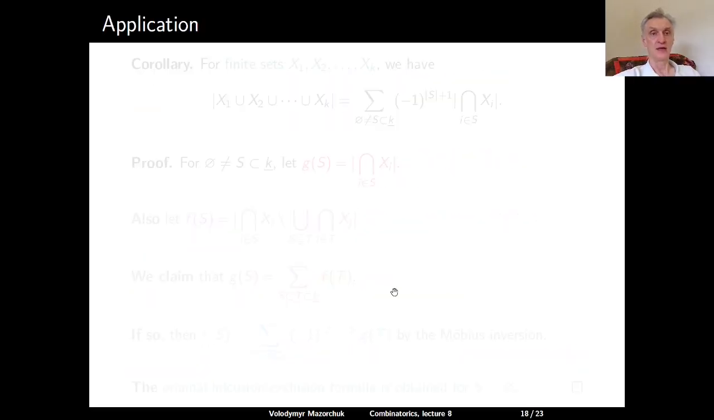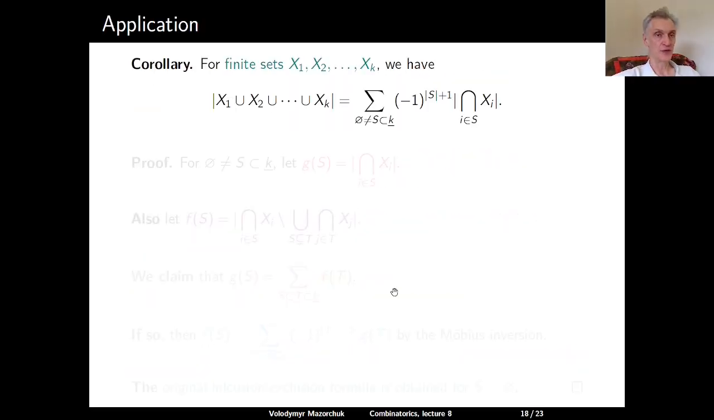Here's how we can apply it. The corollary from this is that for finite sets x1, x2, and so on, xk, the cardinality of the union of x1, x2, and so on, xk equals the sum over all non-empty subsets S of k underlined of minus 1 raised to the power the cardinality of S plus 1, and then we take the cardinality of the intersection of all xi's where i runs through S. And this is what we know as the inclusion-exclusion formula. So the inclusion-exclusion formula is a corollary of the Möbius inversion formula for the Boolean.